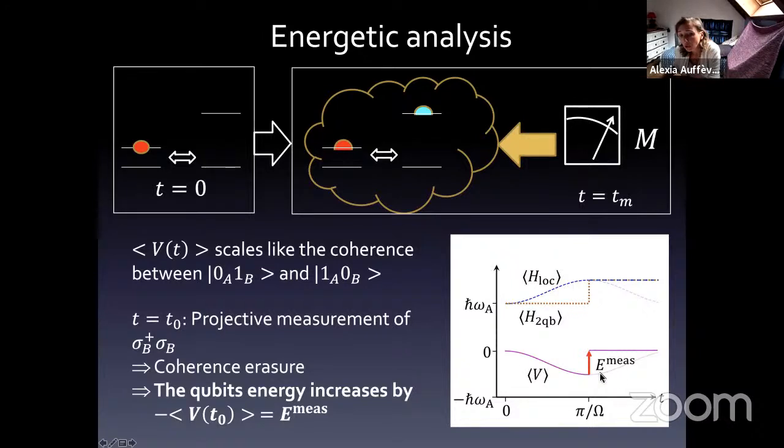Doing so, I just strongly and immediately increase the binding energy. I erase it, it goes to 0. And therefore, the total energy of my two qubits increases by the same amount. So this is what I call here the measurement energy or the quantum heat.